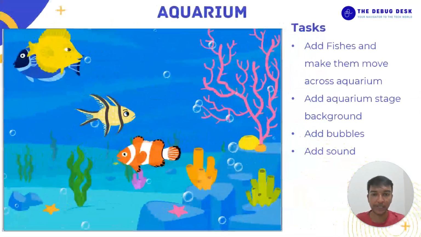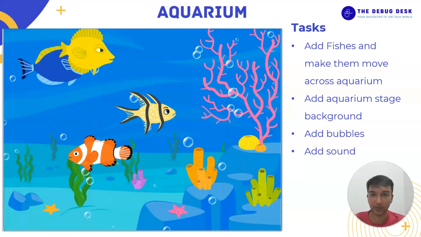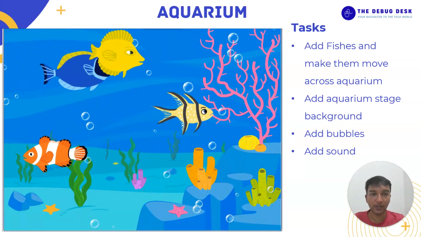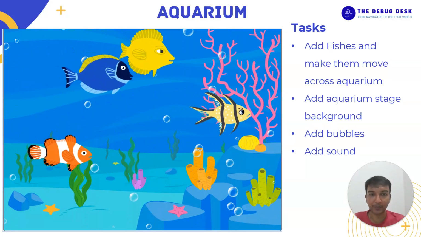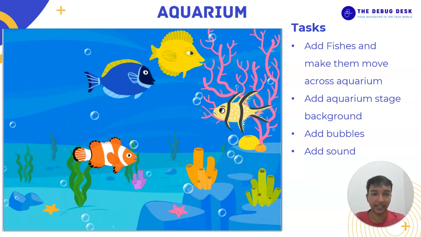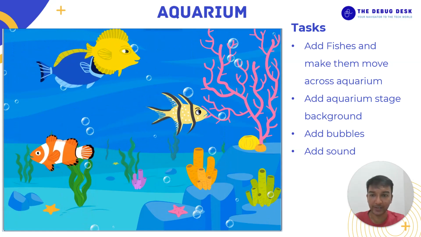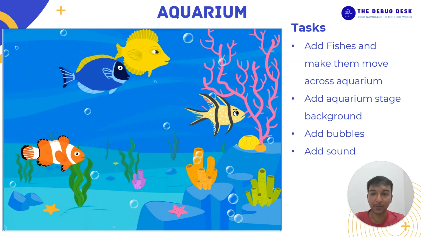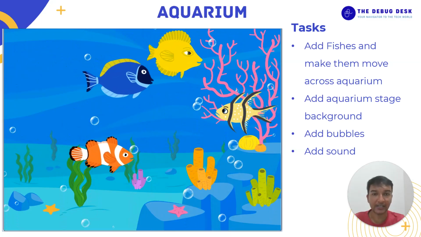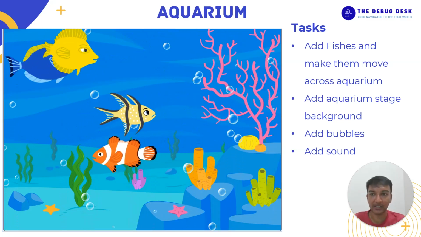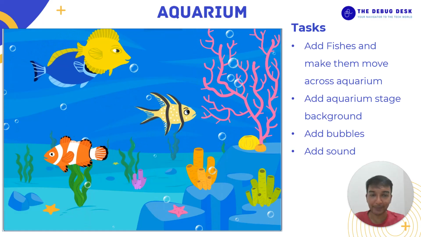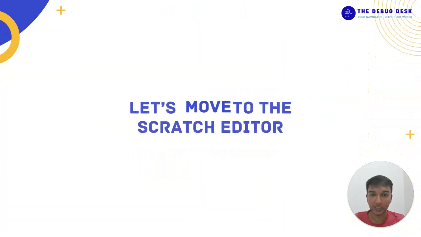First of all, let's try to understand the task that we are going to perform here. First of all, we'll be adding fishes and make them move across the aquarium. Then after, we will change the background of the stage area to an aquarium image. Then we will add bubble animations and finally add some sound so that our aquarium is complete. Let's move on to the Scratch editor and get started.